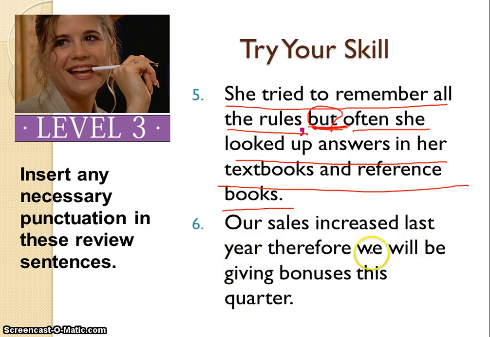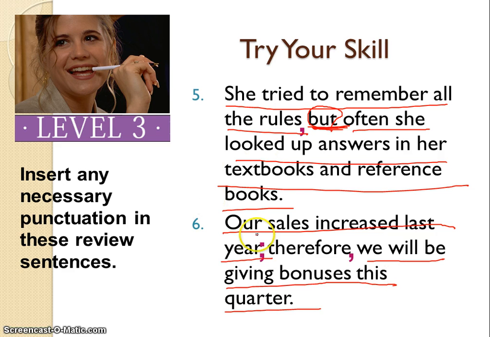Our sales increased last year; therefore, we will be giving bonuses this quarter. Our sales increased last year. We will be giving bonuses this quarter. What do we need here? That's right, we need a semicolon. And since this has more than 2 syllables, we need our comma here. And we're separating these two independent clauses with a conjunctive adverb because it's transitioning the thought.